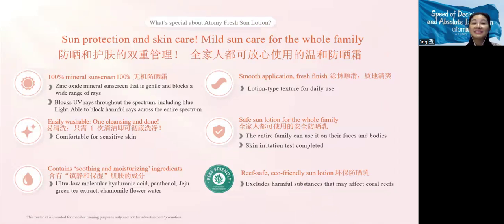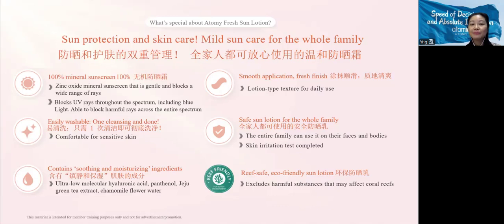It is a mild sun care for the whole family. It is 100% mineral sunscreen, so it is easily washable with one cleansing and it is done. It is comfortable for sensitive skin. It contains soothing and moisturizing ingredients: ultra low molecular hyaluronic acid, panthenol, Jeju green tea extract, and chamomile flower water.